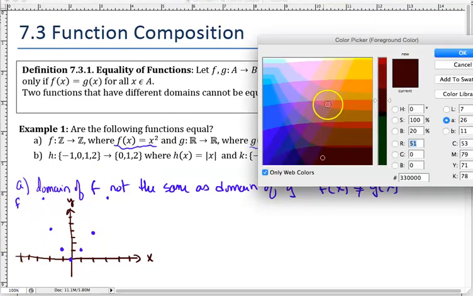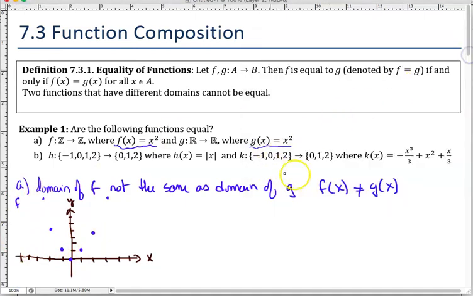Now, if I graph g, which is x squared over the real numbers, I would still pick the same values to draw, but I would be able to connect it with curves because all the other values in between are part of my domain. So this is the g function. Now the red is not the same as the blue. Because they don't have the same domain, the dot function is not equal to the full curve. So they're not equal to each other.